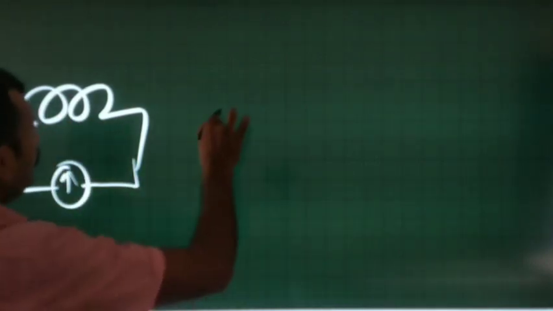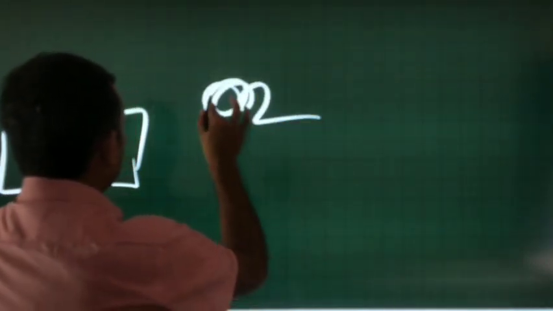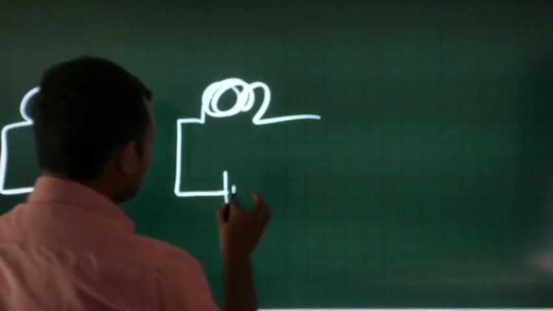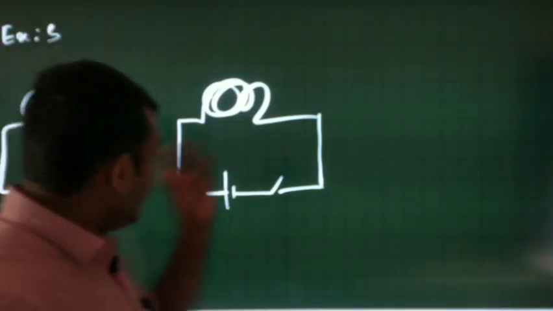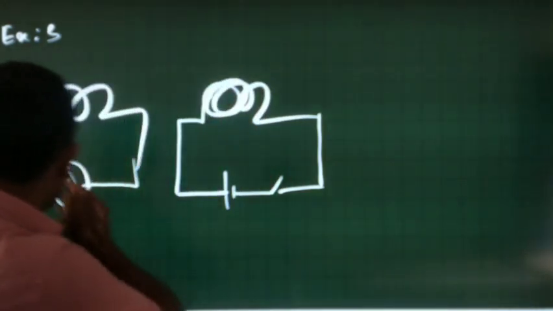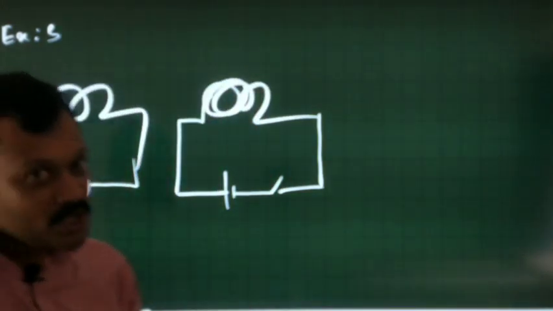In the third situation, we have the same first coil, connected to a galvanometer. Then the second coil I have just drawn is connected by means of a cell and a switch. This is experiment 3. The other one is experiment 2. In experiment 3, at present the galvanometer is showing 0 deflection.